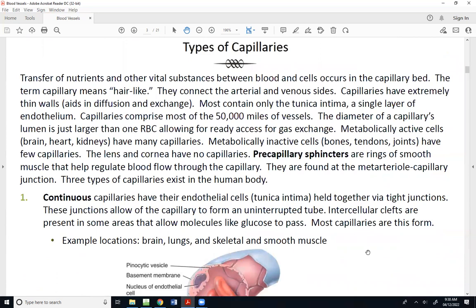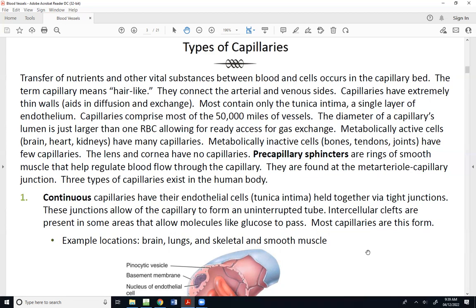All right, capillaries allow for the transfer of nutrients and other vital substances between our blood and our cells. Typically we describe capillaries as a capillary bed, and that's because you're not just going to find an individual capillary, but instead a whole bunch of them. The term capillary actually means hair-like. We find them connecting the arterial and the venous side, so in between the arteries and the veins. They have extremely thin walls, and we learned about that the other day, which aids in diffusion and exchange. They only have that endothelium and then a basement membrane surrounding it.